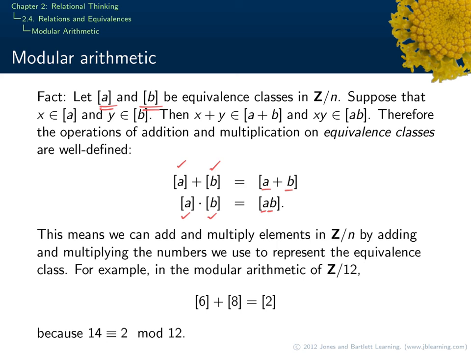So down below here we have this example. In Z12, if I want to add the equivalence class containing 6 to the equivalence class containing 8, that's the equivalence class containing 14. But 14 and 2 differ by a multiple of 12. And so we could just as easily say that the result is the equivalence class containing the number 2.